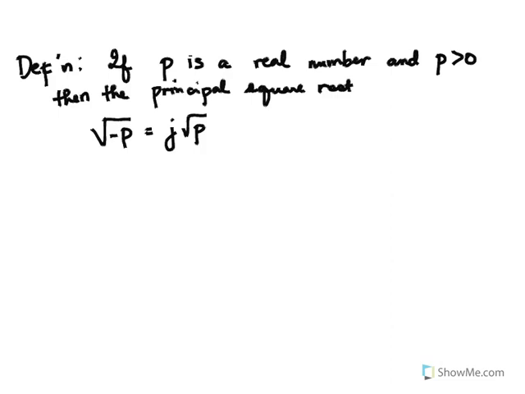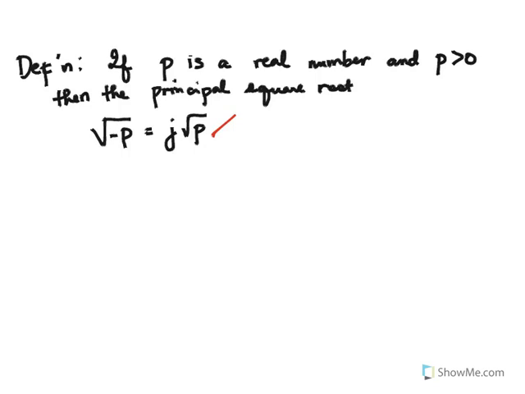Next definition, if p is a real number and p is greater than 0, then the principal square root of negative p is equal to j square root of p. Remember, sabi natin, if you have the square root of a negative number, okay, then what you get is a complex number or an imaginary number. So, yun. Okay? Binabalikan lang natin yung diniscuss nyo sa algebra regarding complex numbers.